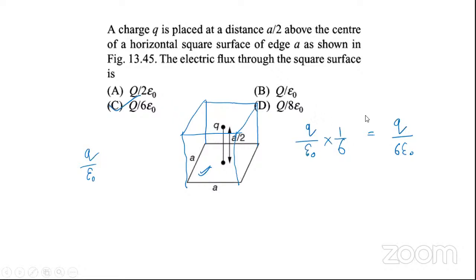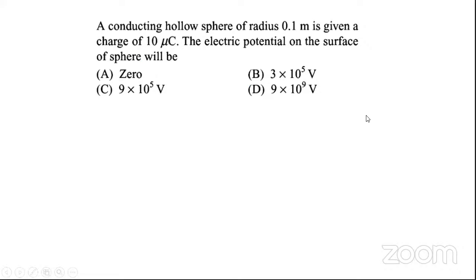Alright, let's move on to the next one. A conducting hollow sphere of radius 0.1 meters is given a charge of 10 microcoulombs. The electric potential on the surface of sphere will be.